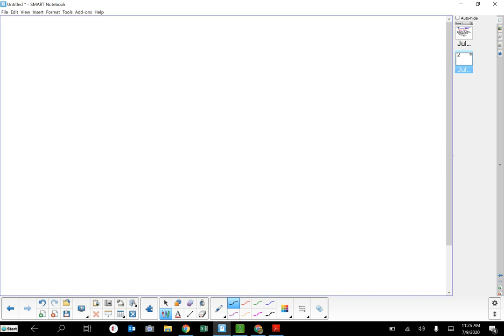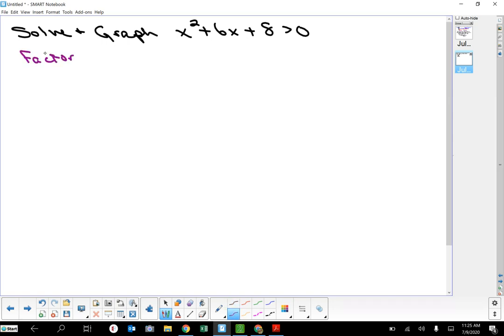All right, so the first one looks like this. Solve and graph x squared plus 6x plus 8 is greater than 0. Okay, so we're going to factor these. I think all of them are factorable. So just kind of ignore the inequality and make it an equality for now, and we'll come back to that at the end. So we're going to solve with x methods.